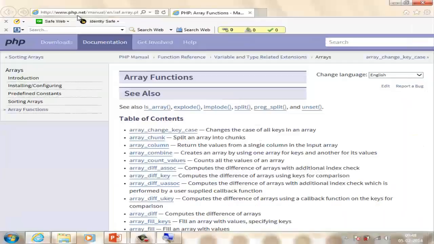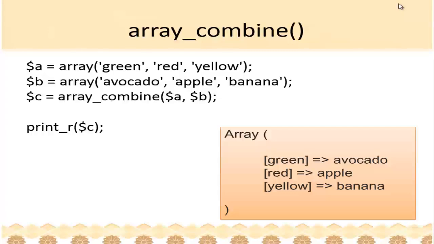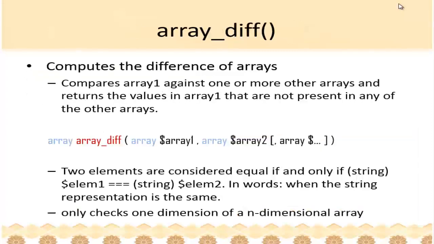This is the official site for PHP, and there are many other sites which will give you a better answer. This is a direct example that is taken from their site. The next one is the array difference. Now this is like subtracting one array from the other array. So what is it going to do? It will match this array with any number of arrays.